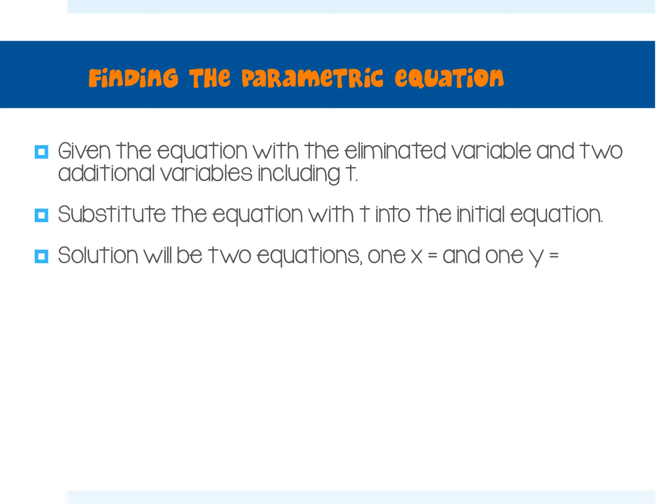And your solution is going to be two equations, one x equals and one y equals, and they both have to have a t. So your answers here are going to be an x equals and a y equals, and somewhere in these equations they both have to have a t. So you're working in reverse. I'm going to give you a rectangular equation and a parametric, and you have to result in parametric equations.